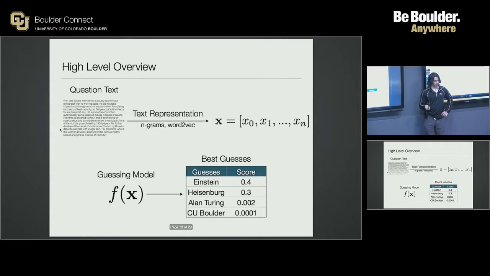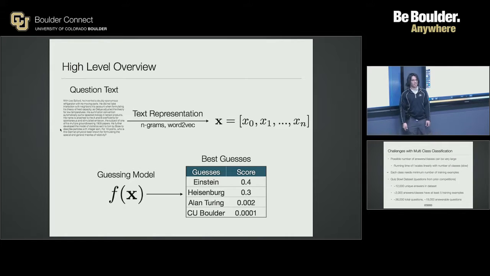The high-level overview of our current system is we get some question text, and we have to form a text representation, either with word2vec or n-grams, and encode it as a feature vector. Then we have some model, F, that turns that into a list of top guesses for the answer to this particular question. Then some downstream stuff decides when we should buzz and when we should wait. But the question for this project is, right now our F is a deep learning-based model. Can we create an F that is a network-based F?